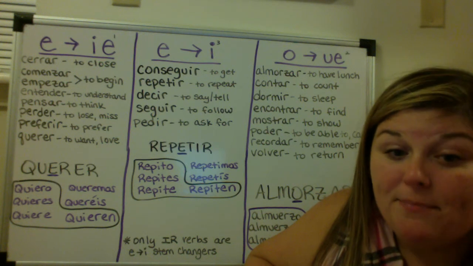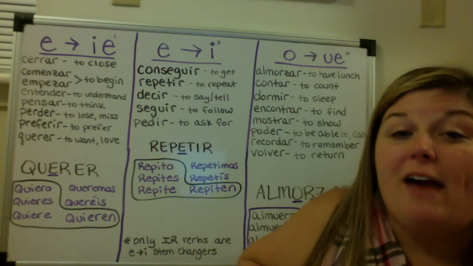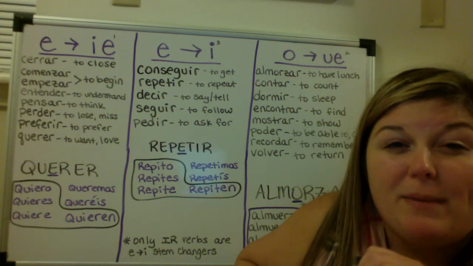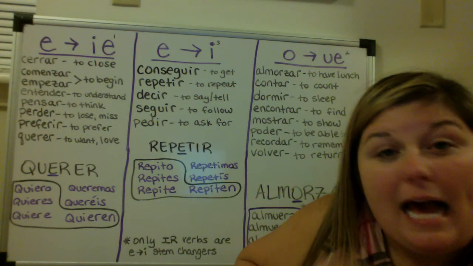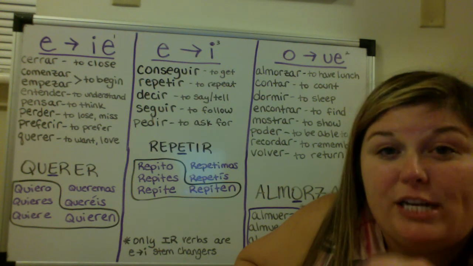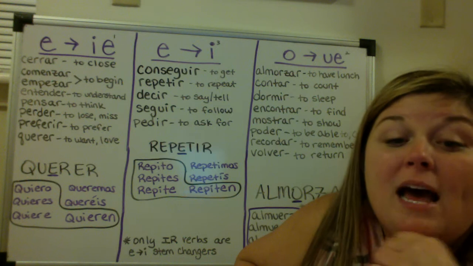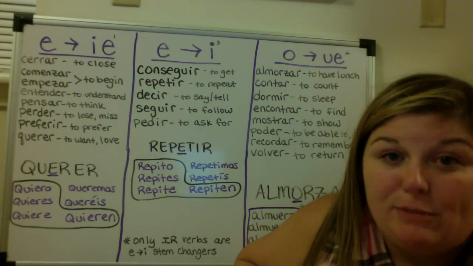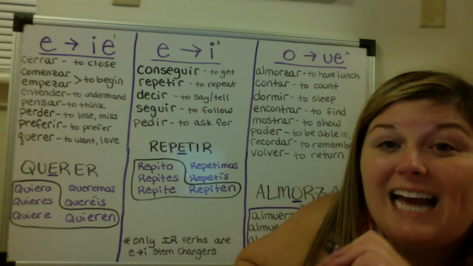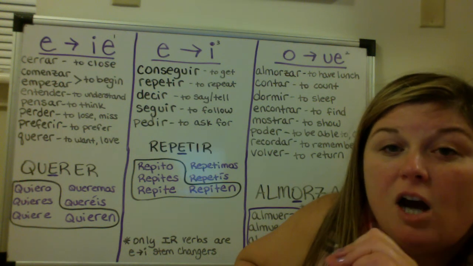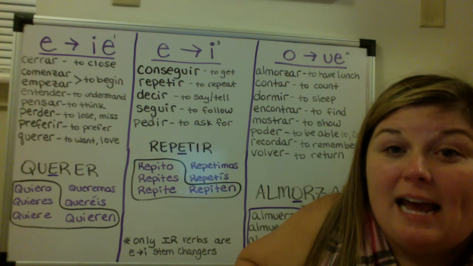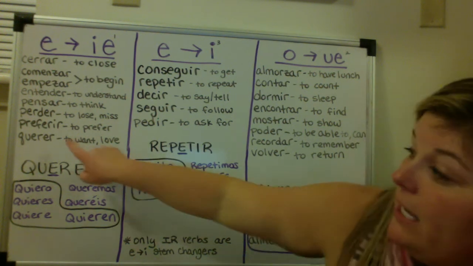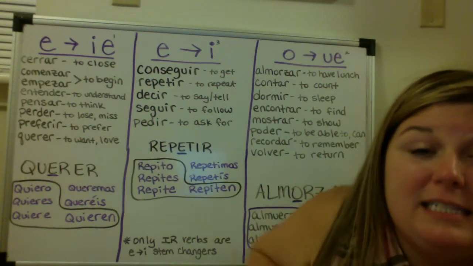And something to remember, if you're having a hard time, you're like, okay, I know this verb is a stem changing verb, but I don't remember if it's an E to IE or an E to I stem changer. Well, I have some help for you. Only IR verbs are E to I stem changers. Now, not every single IR verb is an E to I stem changer, because if you look here, preferir is an E to IE.